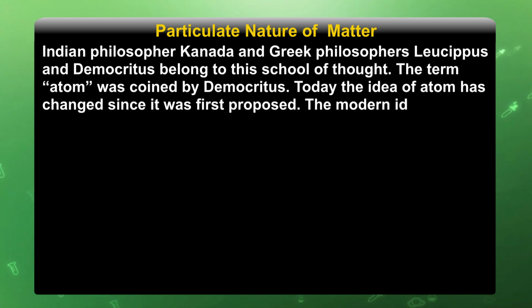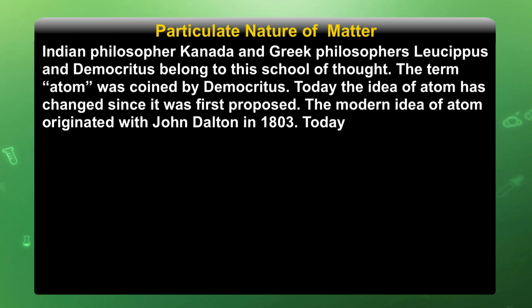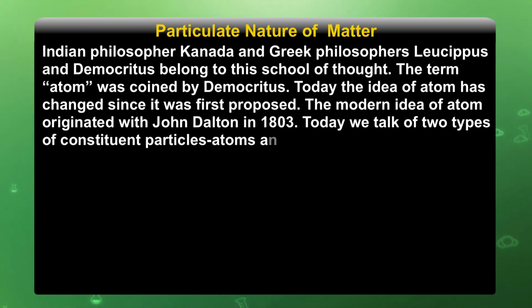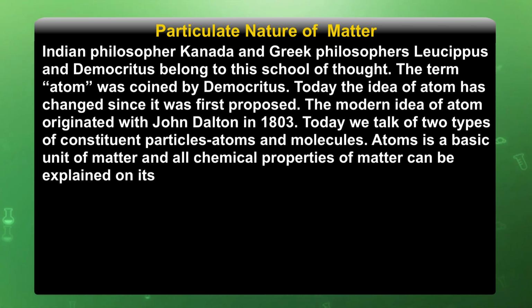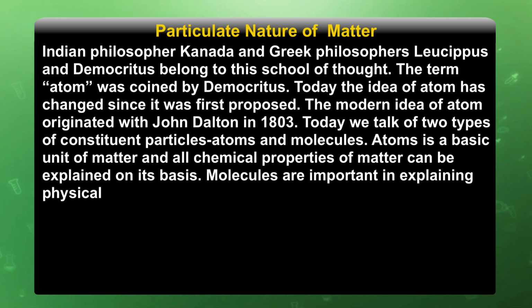The modern idea of atom originated with John Dalton in the year 1803. Today, we talk of two types of constituent particles, that is atoms and molecules. Atom is a basic unit of matter, and all chemical properties of matter can be explained on its basis. Molecules are important in explaining physical properties of matter, like its melting and boiling points.